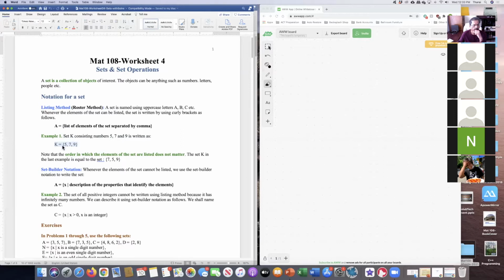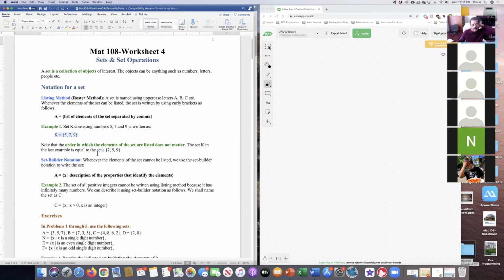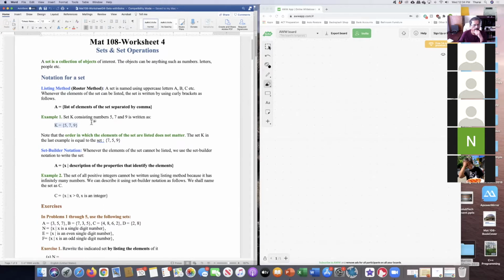Now, you must write the curly brackets. If you don't put the curly brackets, it's not a set, it's just a list. So to identify something as a set, you need the curly brackets. The elements are listed inside the curly brackets. So that's why it's called the listing method.